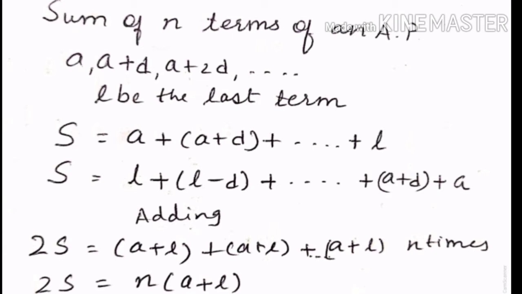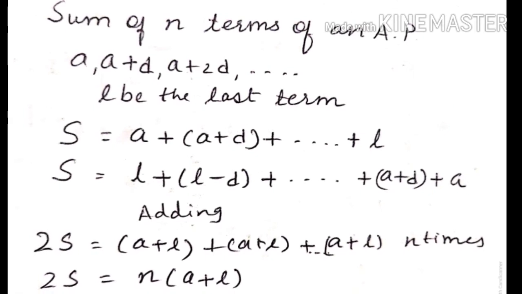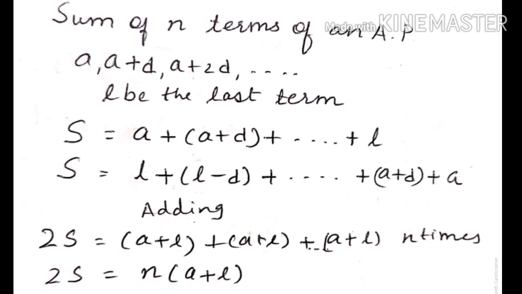Now adding this first S and second S, on the left-hand side we have 2S, and on the right-hand side I have written the term under the term: a plus l, the first term, then a plus d plus l minus d, so that minus d and plus d get cancelled and we have a plus l. Similarly, the last term is also a plus l, n times. So 2S is equal to n times (a plus l). This is n times, so we multiply here by n: 2S is equal to n(a plus l).